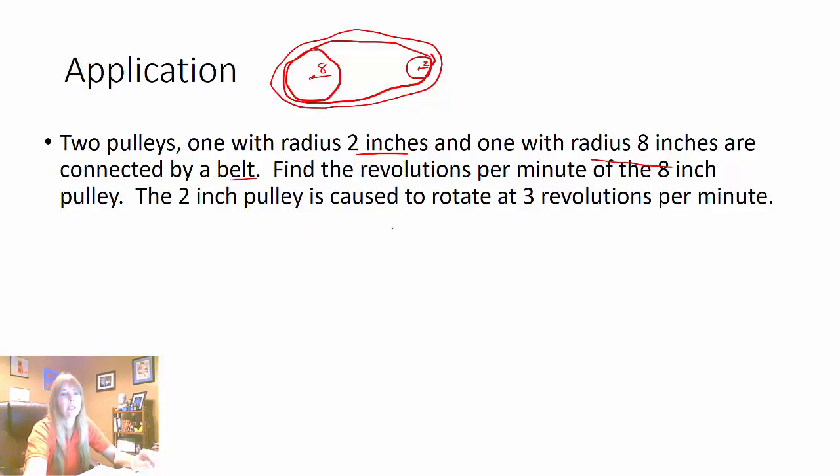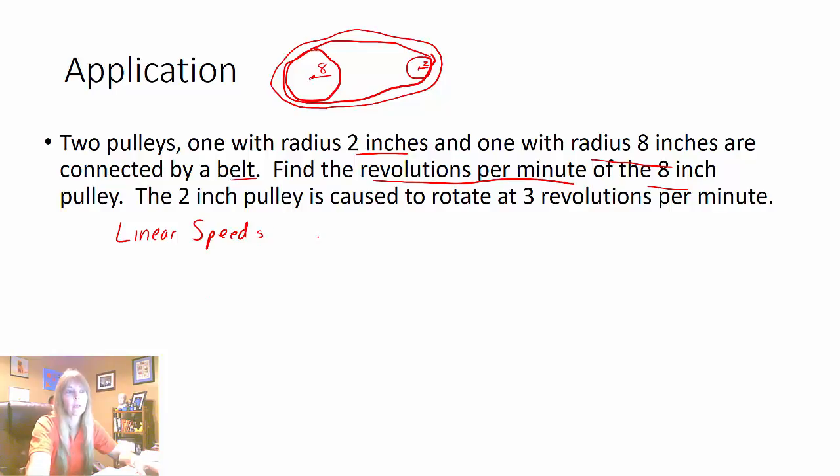It says the 2-inch pulley is caused to rotate at 3 revolutions per minute. So if I want to find the revolutions per minute of the 8-inch one, they give me the 2-inch one, then I know the linear speeds are the same, because the belt is moving both of these. The linear speeds are the same as the speed of the belt.